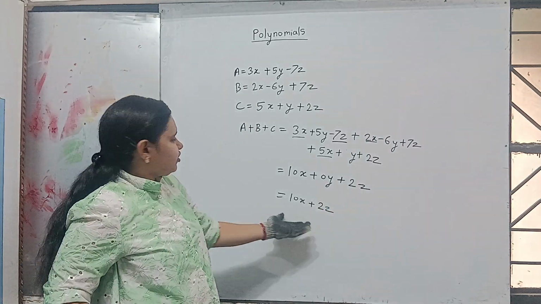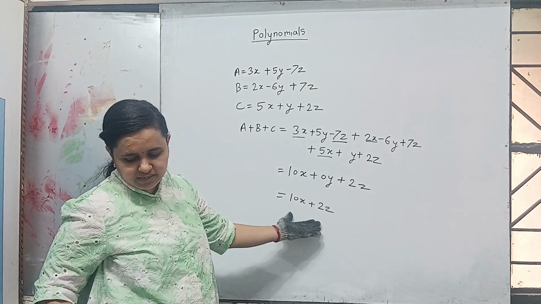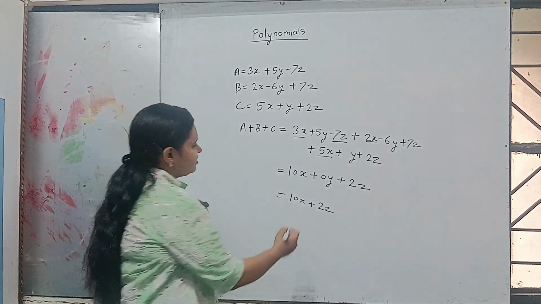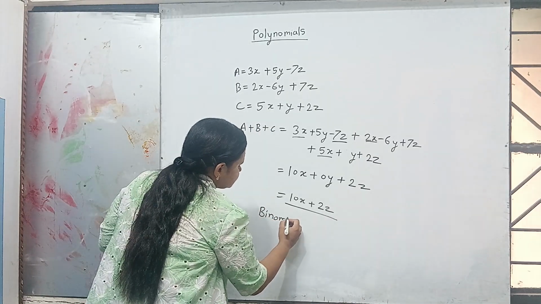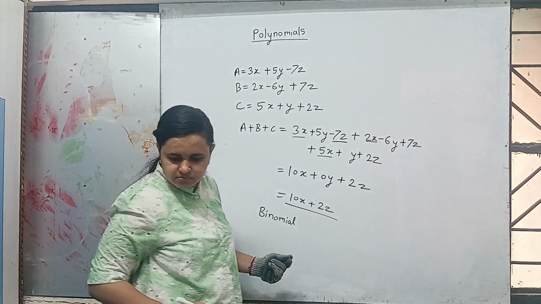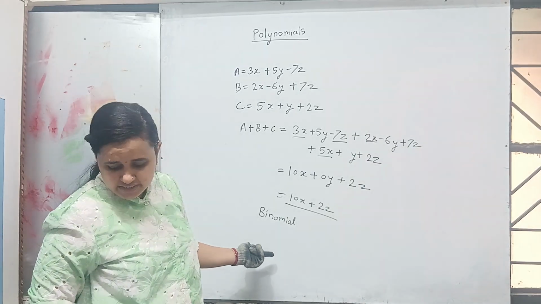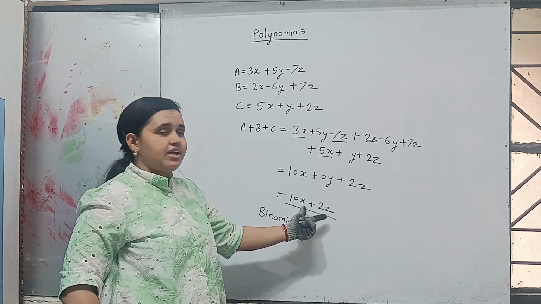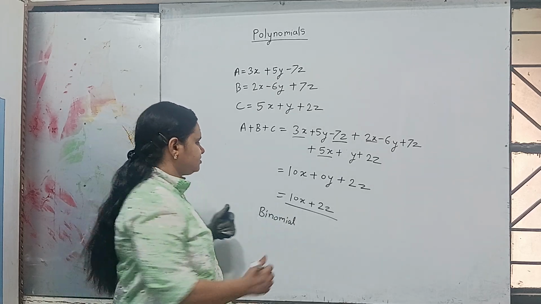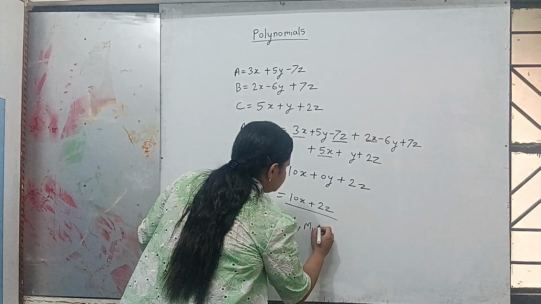So what we have got? 10x plus 2z. Is it a binomial? Yes. It is a binomial because it has two terms. Is it a multinomial? Yes. Multinomial is having two or more terms. So it is also a multinomial.